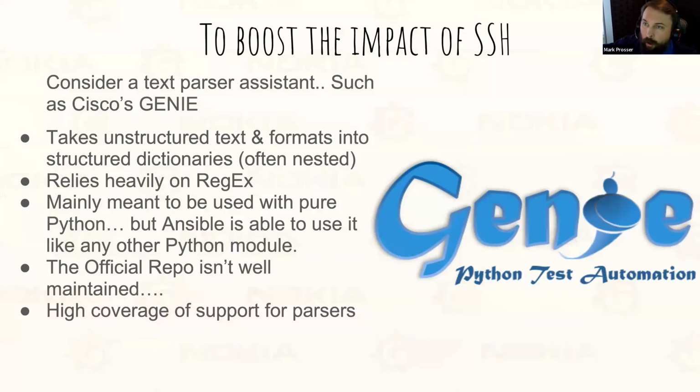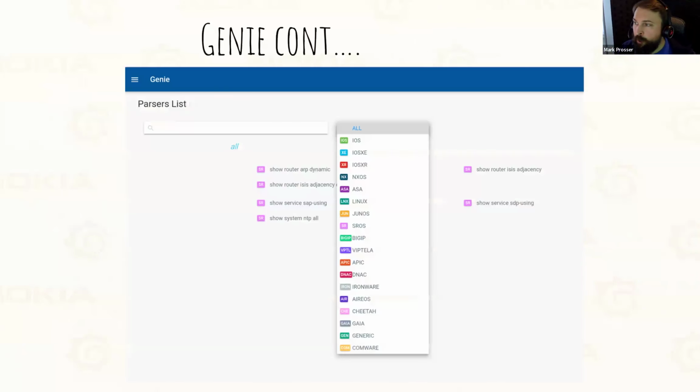There's a repository out there. You can definitely go and look at it. It's not really maintained. I haven't seen a commit to it in 6 years, but it still works to date. It's no problem, and the code is available. You can do whatever you want with it. It also has high coverage of support for parsers.